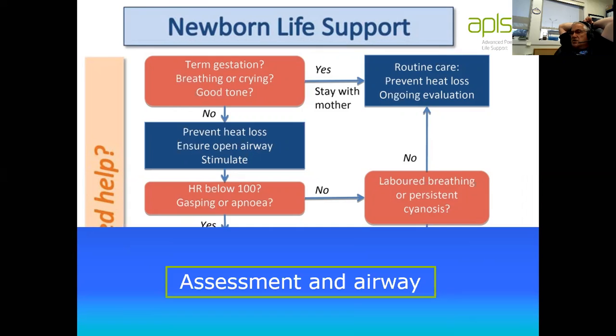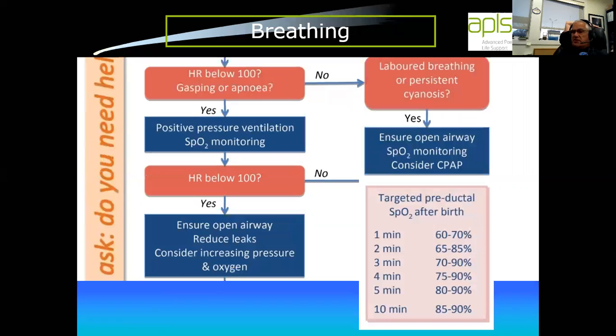What you'd actually do is give them some blow-by oxygen to raise their oxygen level and see if that increases their heart rate. But if it's below 100, then we have to start doing something. And what we do is initiate what's called positive pressure ventilation. That's their way of saying you're using the bag valve mask. It's not the old demand valve or anything like that.